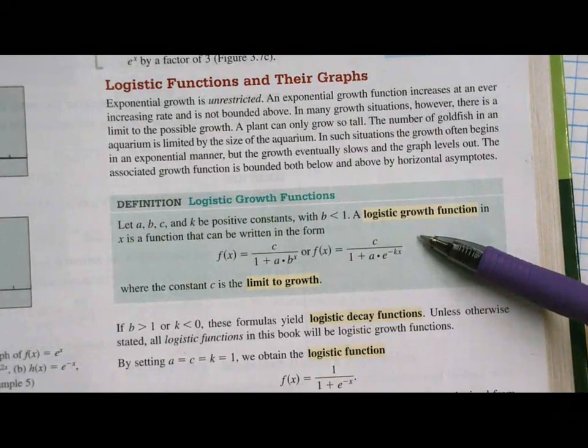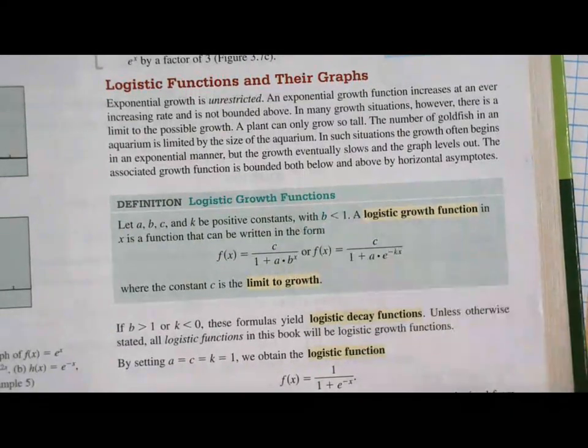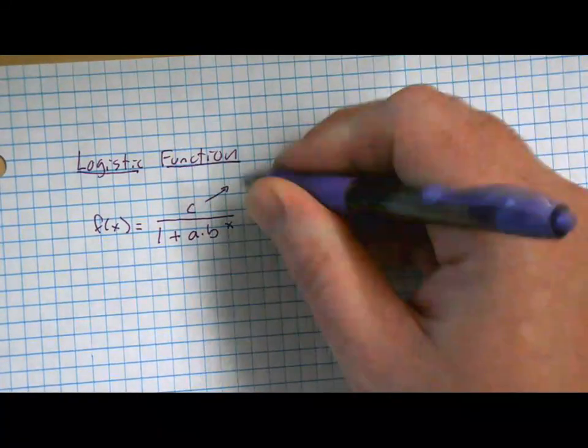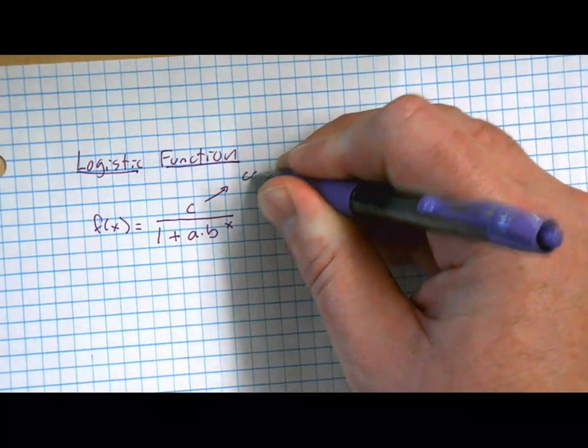So yeah, and then there's some information about this stuff in here, and I'll tell you the key pieces of it. C is called the growth limit. I call it the carrying capacity.